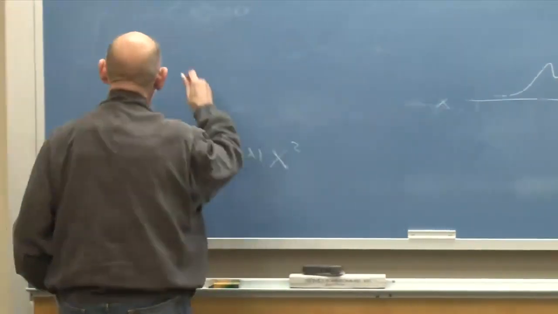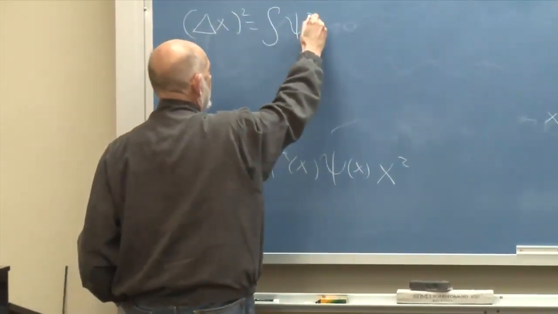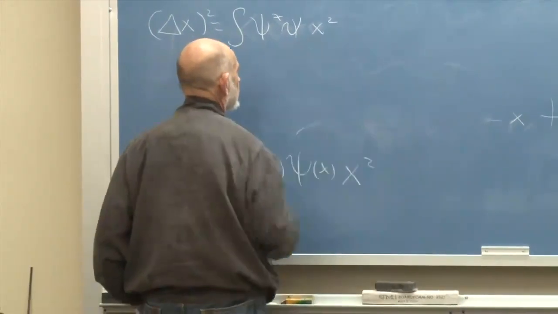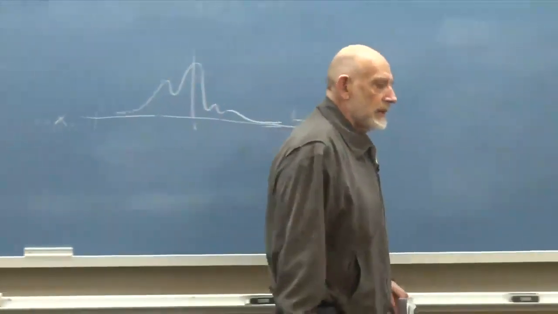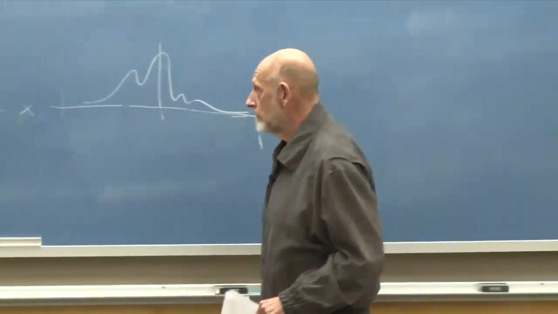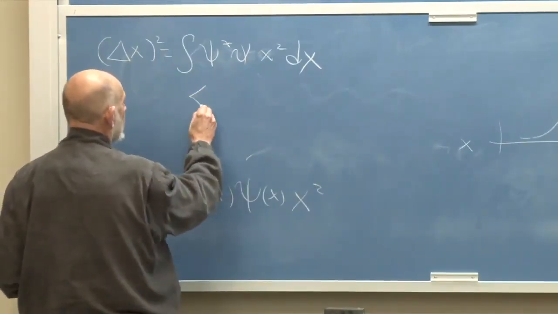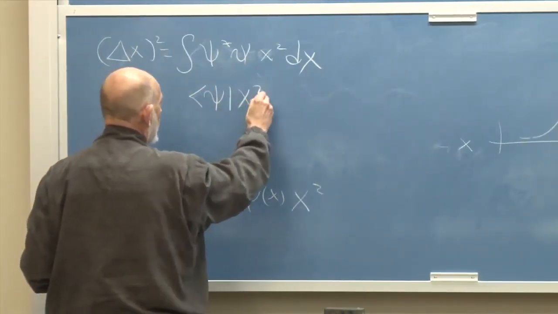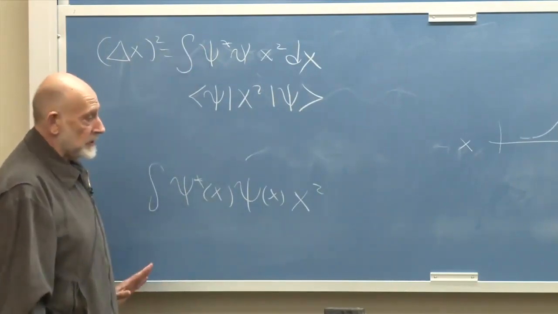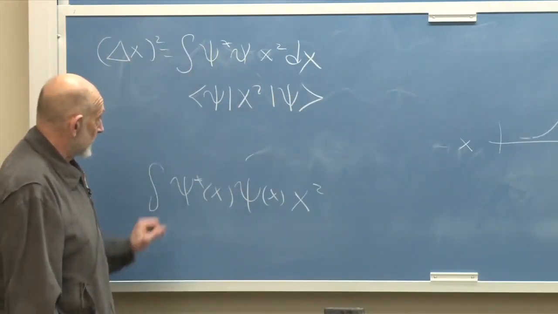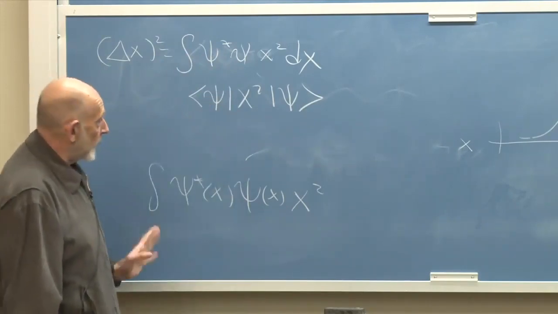Let me rewrite it up here. Delta x, and I'll square it, is equal to the integral of psi star psi times x squared dx. All right, now what about the uncertainty in momentum? The uncertainty in momentum is defined in a very similar way. One other point. This is equal to psi x squared psi. It's the expectation value in the state psi of x squared. Thought of as a quantum mechanical formula, the expectation value of x squared.